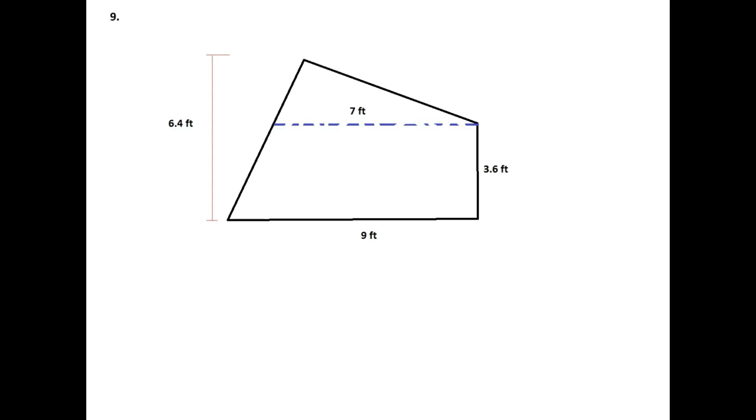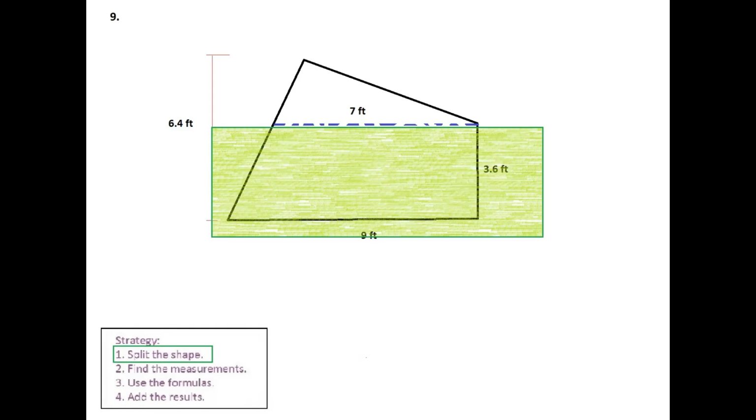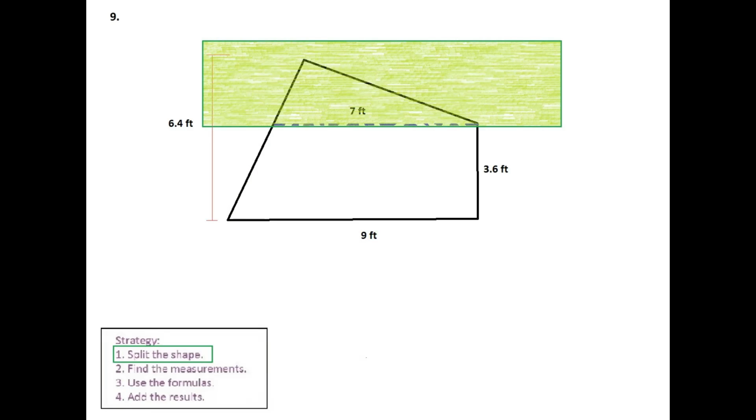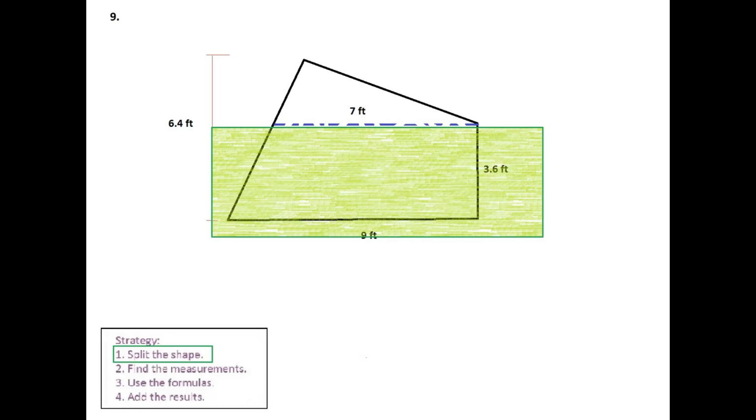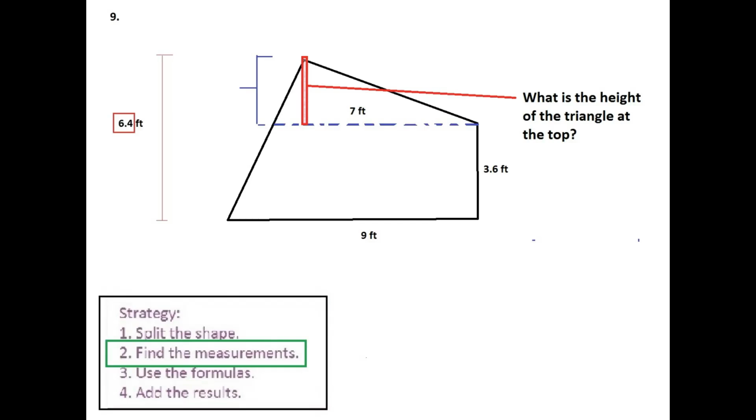So what are we going to do? We're going to use our strategy. Let's split that shape. What I see here is, like I've been saying, a trapezoid at the bottom and a triangle at the top. So let's look at that again. A trapezoid at the bottom, a triangle at the top. So we're going to split that 4-sided shape into something that we can really work with. So our question now is, what is the height of the triangle at the top? Because we need that in order to figure out the area of that triangle.